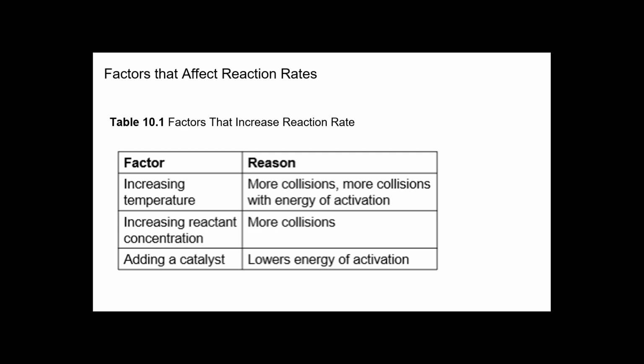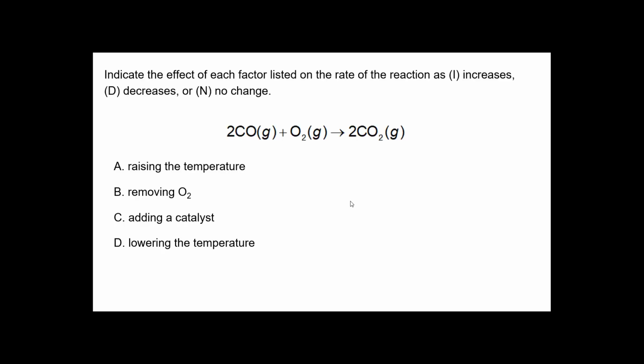So factors that affect reaction rates: here we have increasing temperature, more collisions with energy of activation. So they have enough energy because that kinetic energy is with them, allowing them to speed up. Increasing reactant concentrations: the more you have, think of more concentrated instead of more dilute, then they have more chance of these atoms coming together and being oriented correctly. And adding a catalyst lowers the energy of activation. So think of lowering that hill that you would have to run over, which makes it easier to run over, and you can get to the other side quicker.